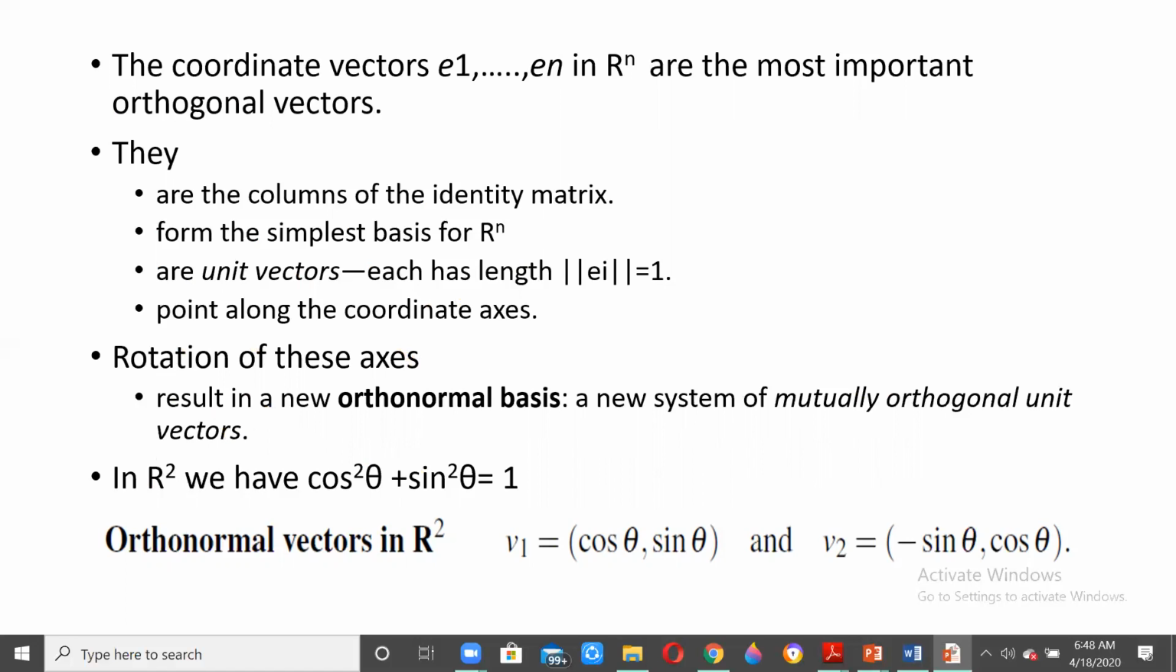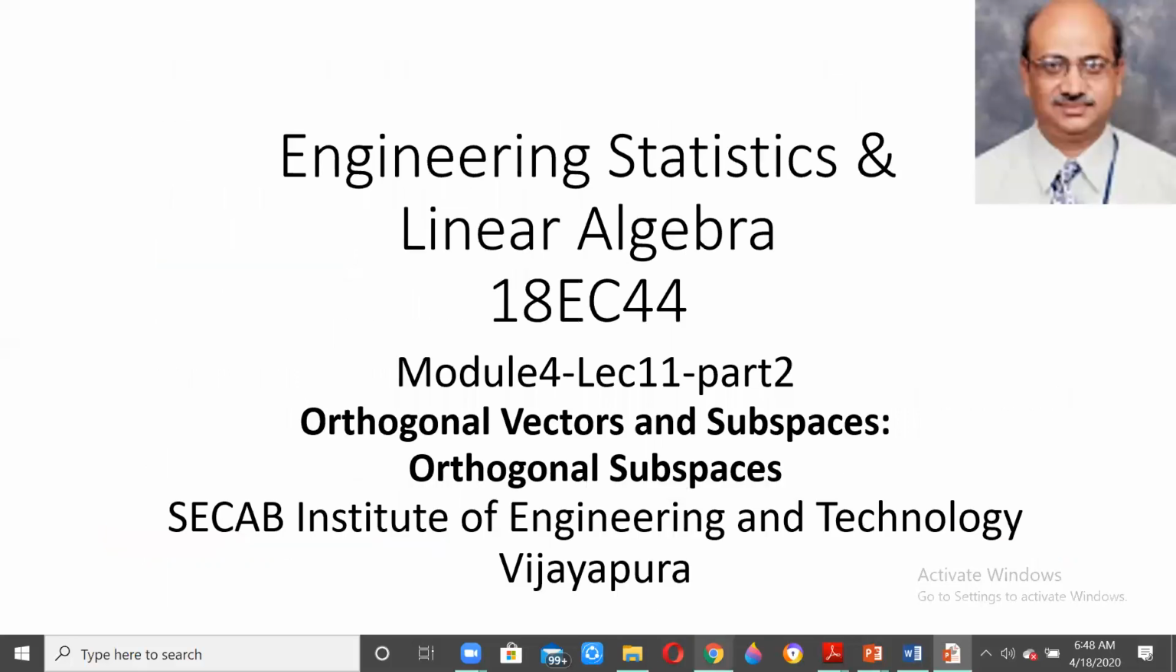Also, in R square, we have cos square theta plus sin square theta equal to 1, and the orthogonal vectors in R square are v1 equal to cos theta comma sin theta, and v2 equal to minus sin theta comma cos theta. Generally, in matrices, they are written in the form of a column matrix. Now we will consider Part 2, which corresponds to the orthogonal subspaces.